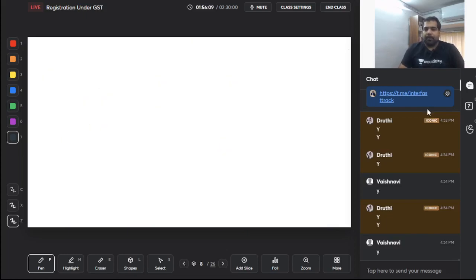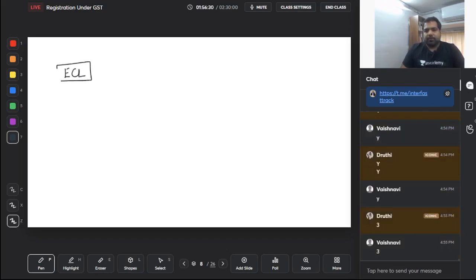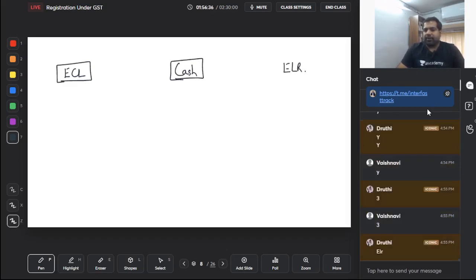Now, guys, payment chapter is also very simple. Let's quickly look at the payment chapter also, and then let's move on to sums. Guys, here we go. Payment chapter. Guys, whenever you are registered under GST, how many ledgers open up? 3 ledgers open up. One is the electronic credit ledger, one is the cash ledger, and one is your electronic liability register. This is actually not a ledger, this is a register.